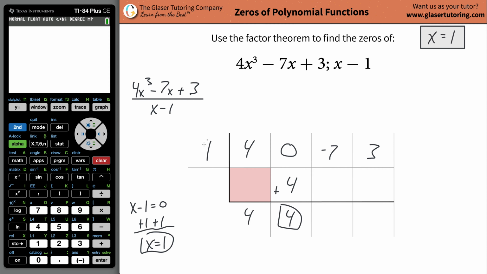Then you do it again. Bottom number times the outside number, 4, add it on up, -3, then take -3, multiply by the 1, put it in this column, -3, add it on up, and 0. And lo and behold, this value down here represents the remainder.